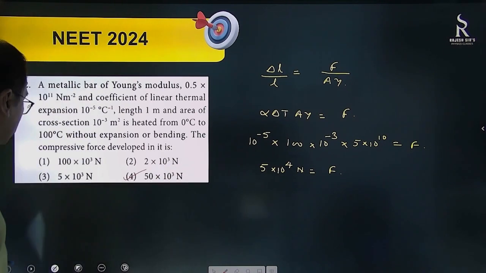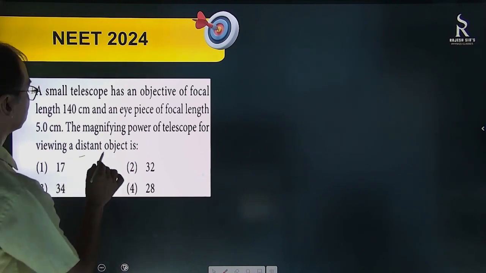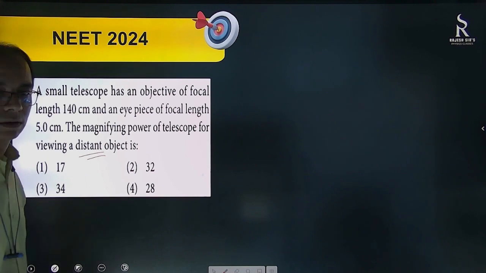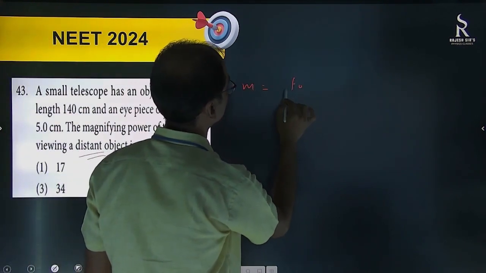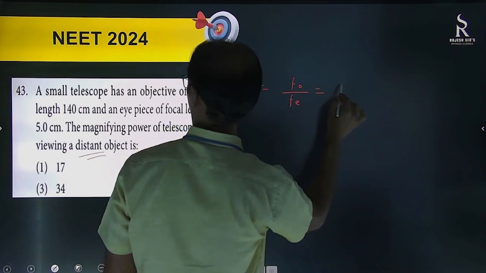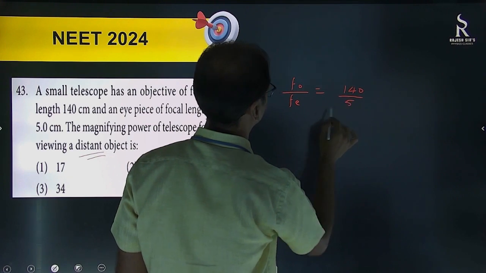Okay. Then a small telescope has an objective of focal length 140 and an eyepiece of focal length 5. The magnifying power of the telescope for viewing a distant object. That means in relaxed eye he is asking. So magnification is FO by FE, direct. That is 140 by 5, 28.